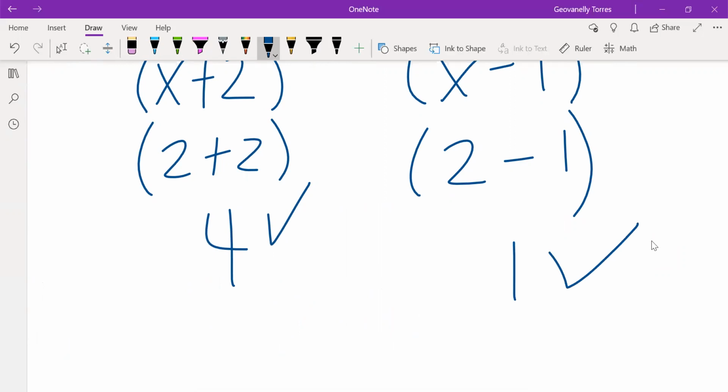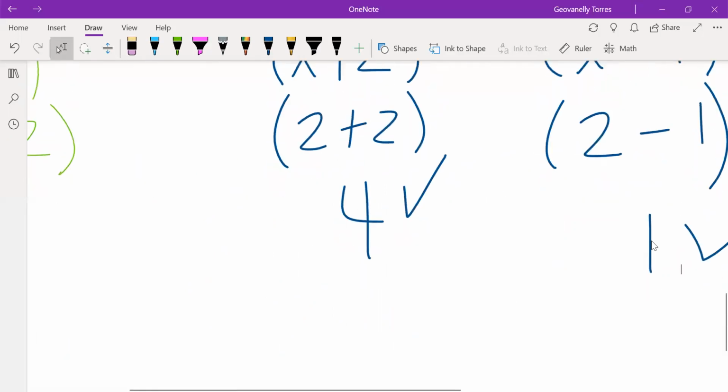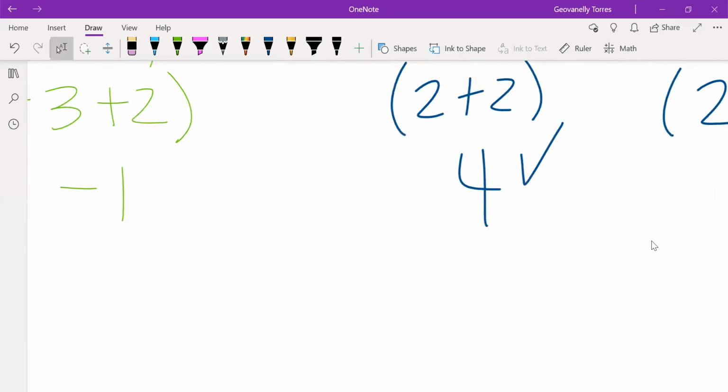So that means that the solution that solves this logarithmic equation is the value when x equals 2.